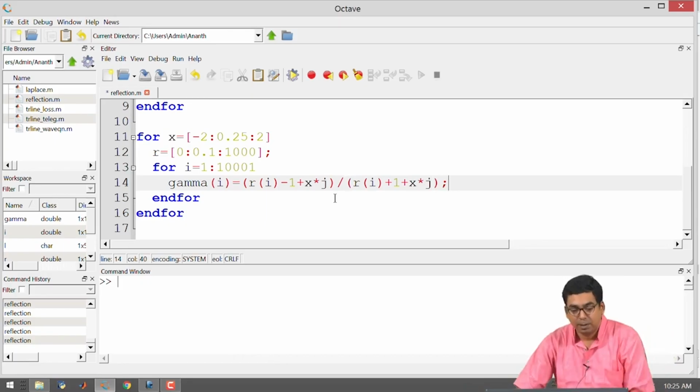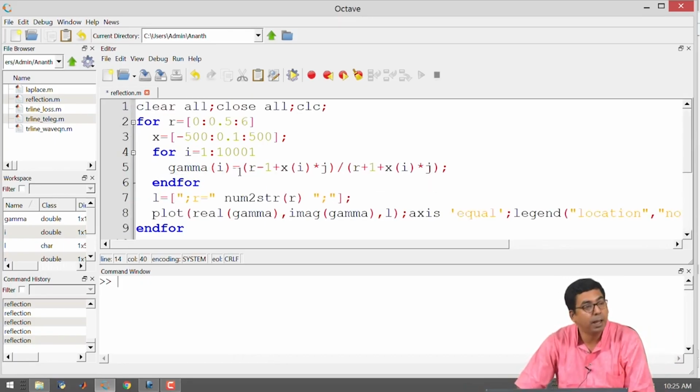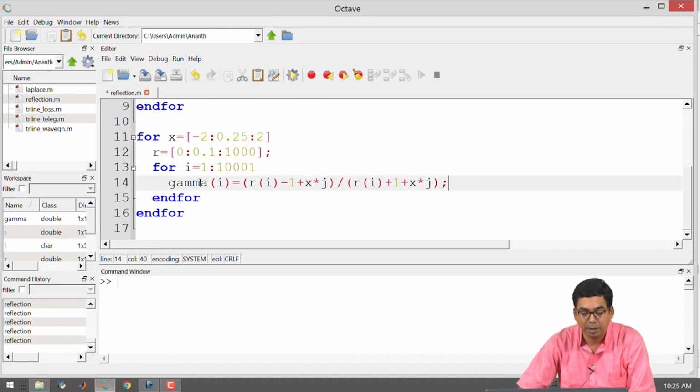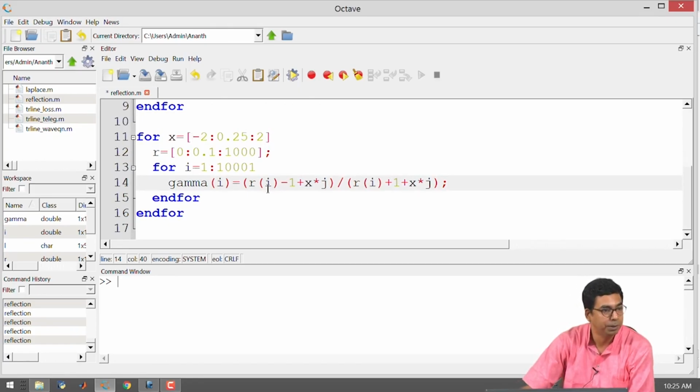The formula is similar to the case that we had written in the previous loop, just that because I am using variable reactance in the first loop and variable resistance in the second loop, the subscripts or the array indices are coming in different positions, but the form is same. It is r minus 1 plus jx divided by r plus 1 plus jx. And I want to be able to draw this.